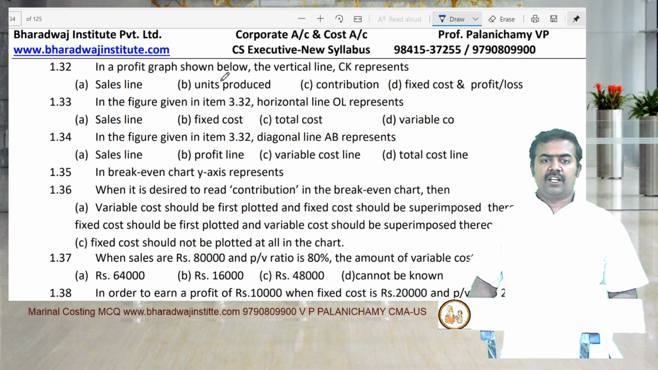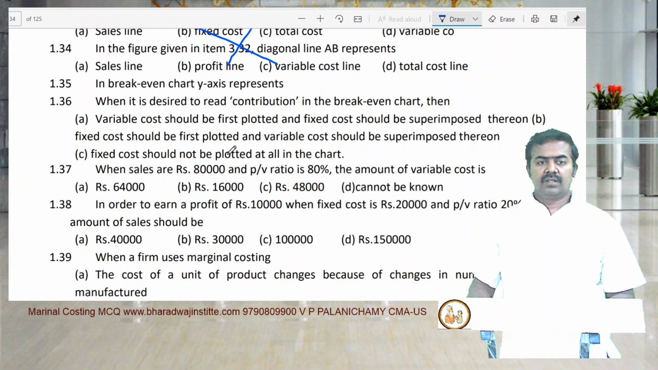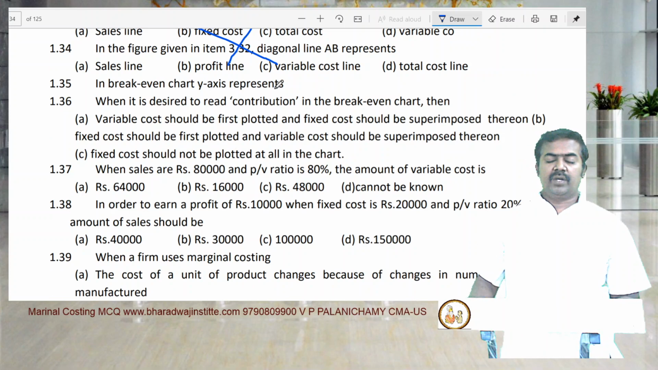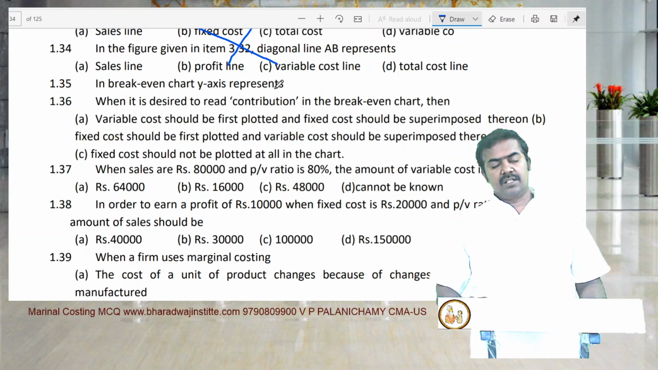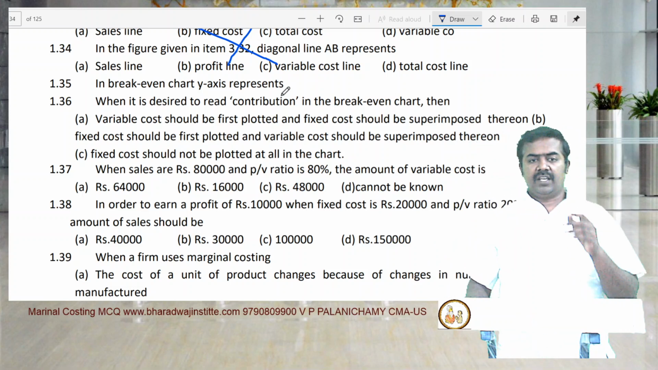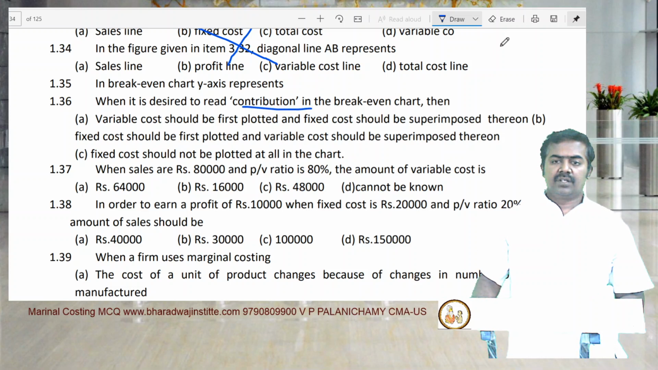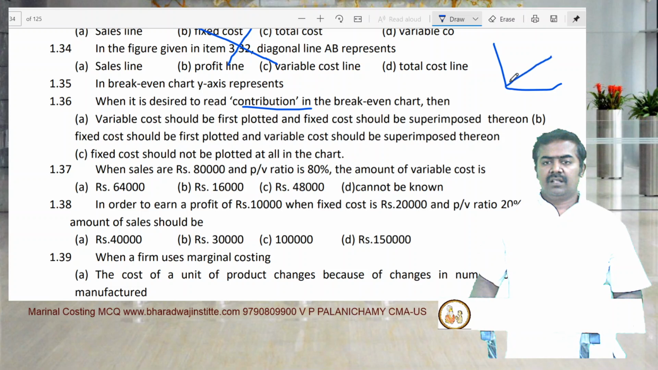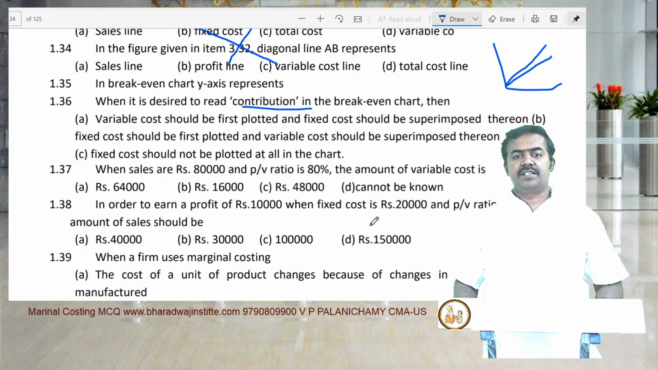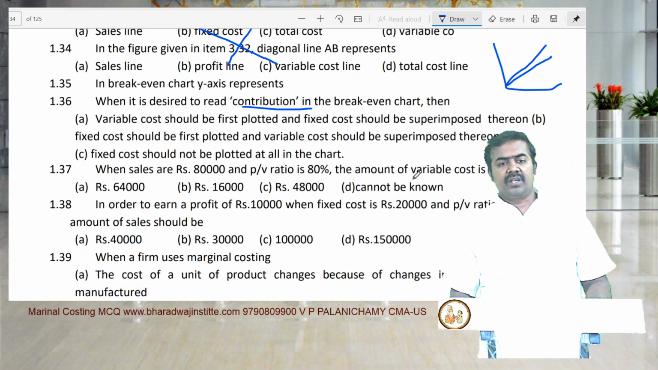In a profit graph, ignore all these things. In break-even chart, y-axis, vertical axis represents sales volume or output. When you want to have a contribution in the break-even chart, you should draw variable cost line, then you should draw sales line. When you draw variable cost line and sales line, you can find out.